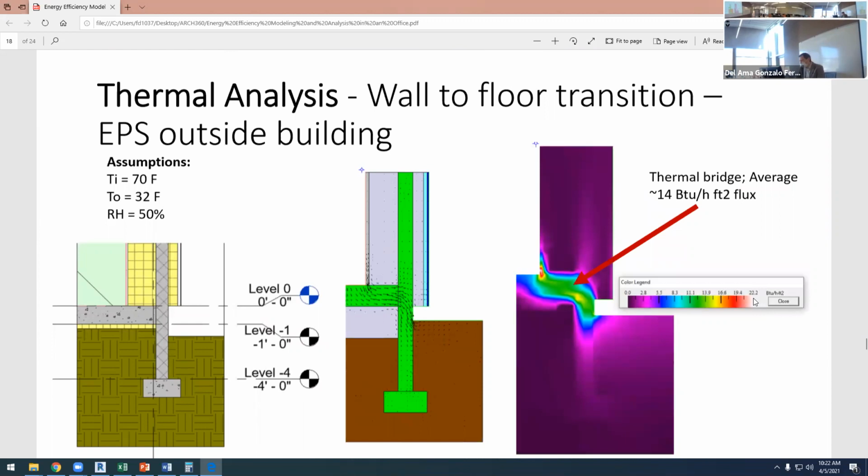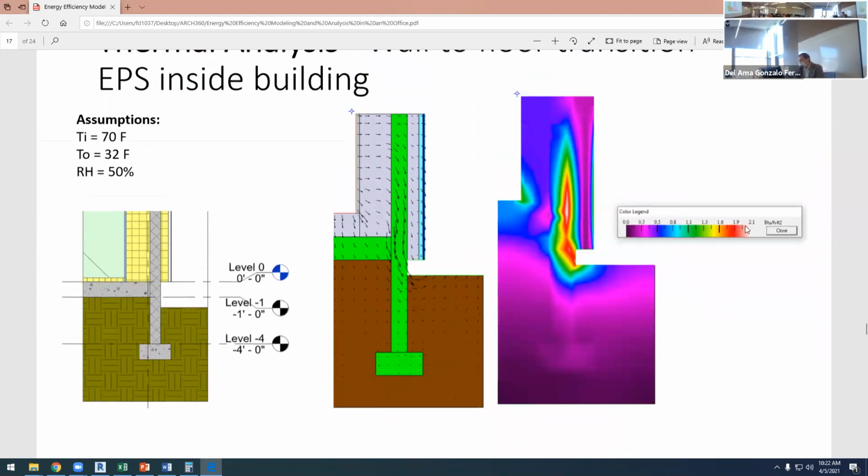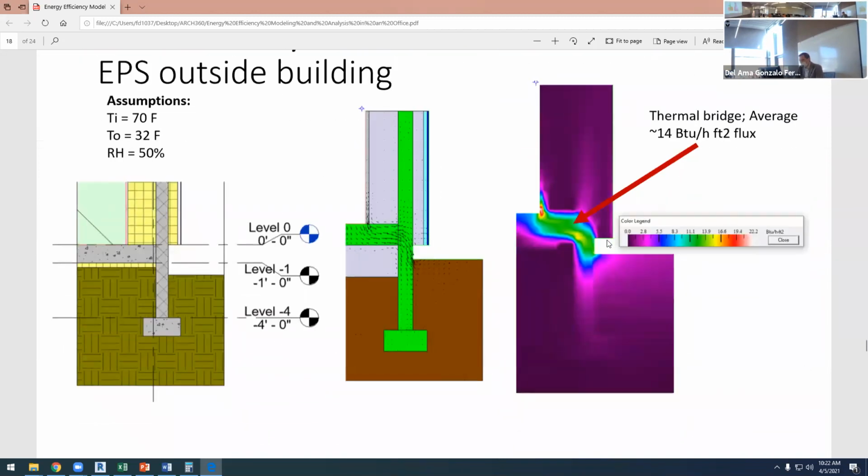And you compare these two. Okay, so this is 22, and this is 2.1. Yeah, so clearly, because here, this is the thermal insulation underneath the floor slab, and this is worse.